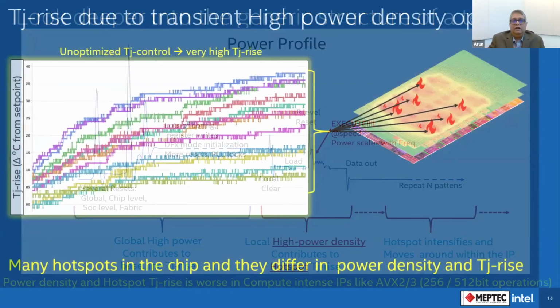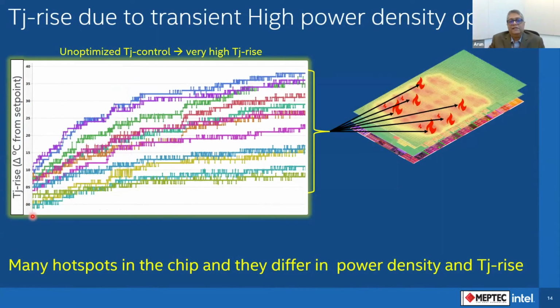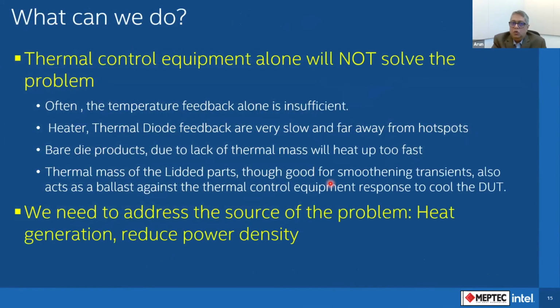As you look at it, this is one of the functional patterns. I didn't put the x-axis here, but this is about 800 patterns, and about half a second or 800 milliseconds. All the thermal sensors, or sorry, hotspots, started within a 10-degree difference, and immediately you can easily see about a 30-degree temperature difference between the hottest spot and the coldest spot. It is extremely difficult to control, and with unoptimized TJ control, it will just burn up the part in no time, actually, okay? So what can we do here?